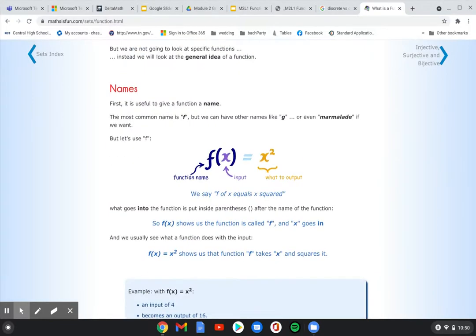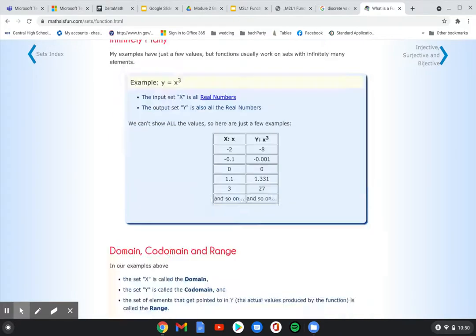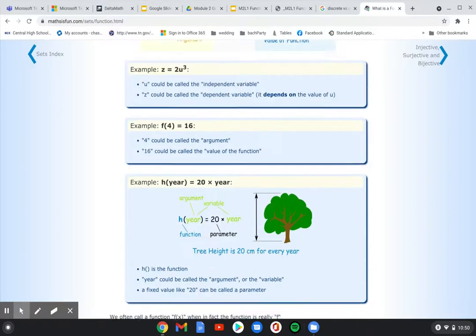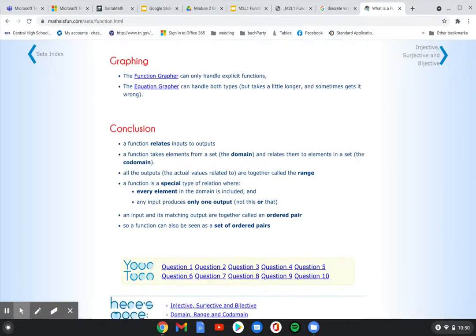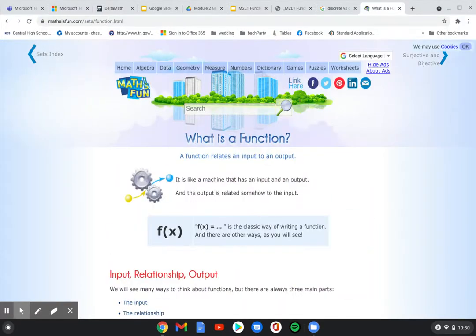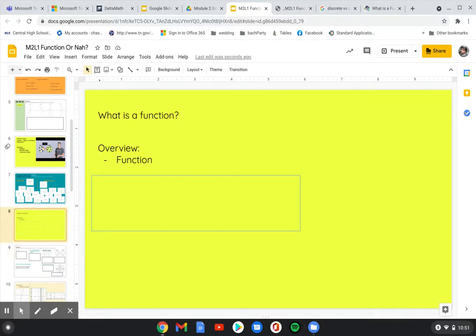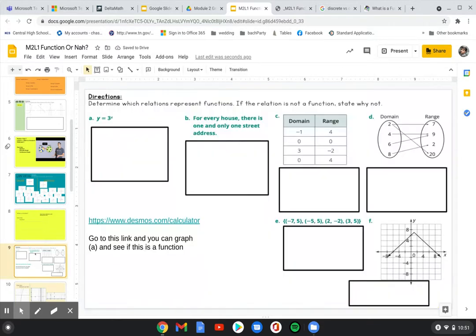All right. So examples of functions, all that kind of stuff. I would keep this open, especially where it has the vertical line test and everything. I would keep this open so that if you want to go back and look at it, you can. This is a very good page. I might actually just type that in there for you. Let's get that going. That's a good place to go.